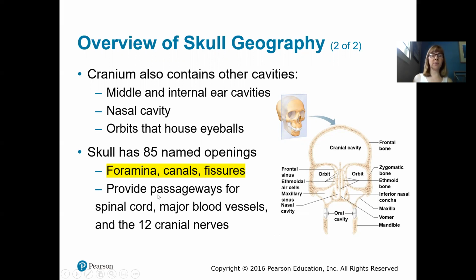So these are all different passageways for your spinal cord, your blood vessels, the 12 cranial nerves that we'll get to when we get to the nervous system. So we're going to be learning a lot of these blood vessels and nerves and so forth. But that's why there's so many ins and outs within the skull, all these little holes and passageways that are within the skull. So we'll be learning a lot of these conduits that go in and out of the skull. So that's what makes the skull so complex compared to many of the other bones.